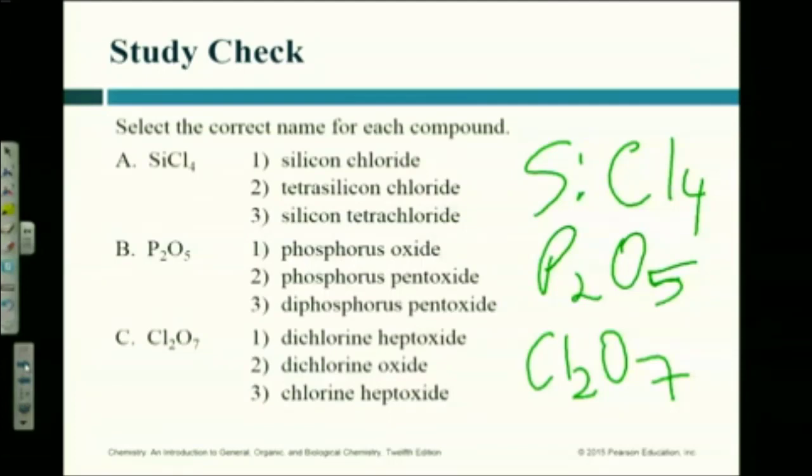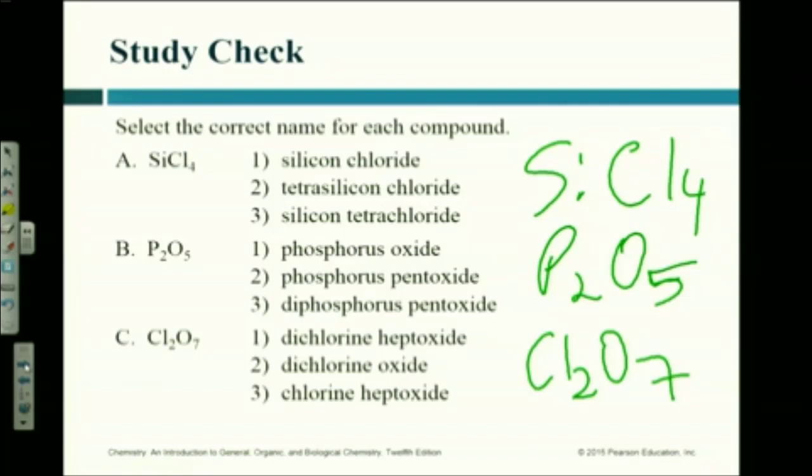Now, what about C? Y'all want to vote on C? Ready, set, vote. No vote? Going to abstain on this one? Okay, let's talk about C. How many chlorines do we have? 2. So that gets rid of choice number 3 automatically, right? All right. How many oxygens do we have?